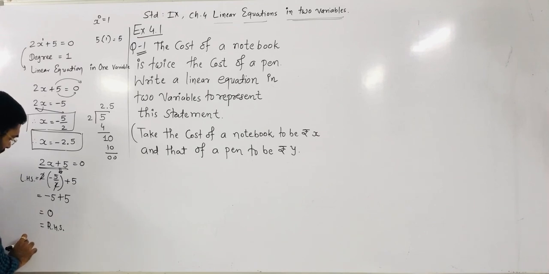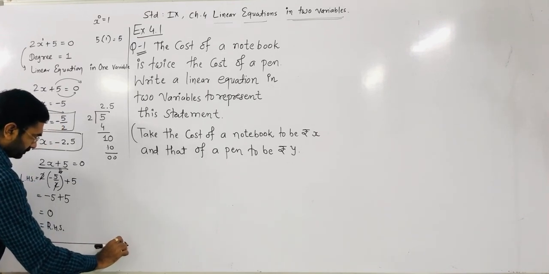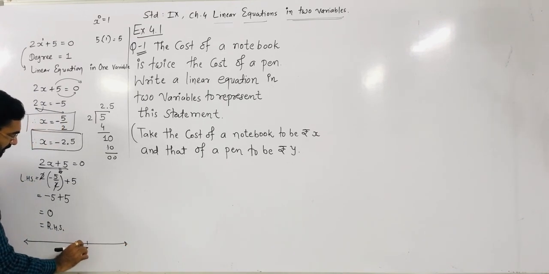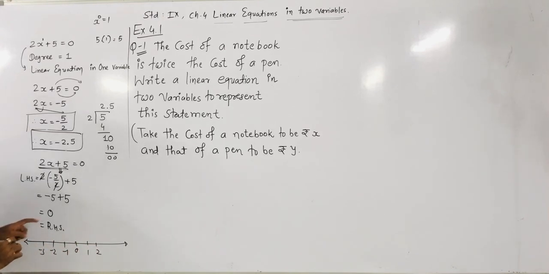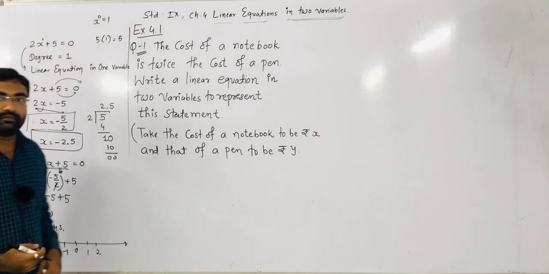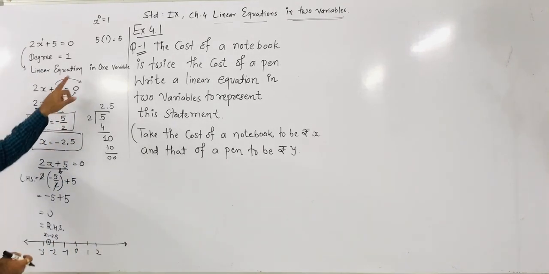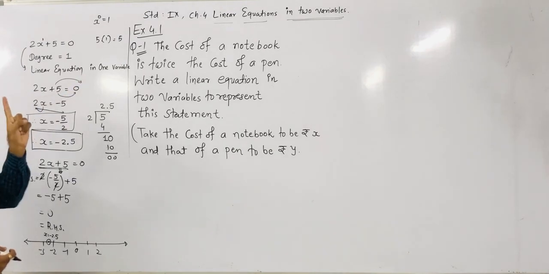And equations you can represent on a number line. The equation's solution you can represent on a number line. 2.5 comes in between -2 and -3, exactly the midpoint of -2 and -3. So this is the solution of the given linear equation. So remember that whenever a linear equation in one variable is given, then we get only one solution.